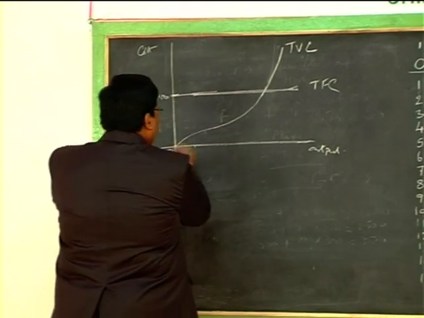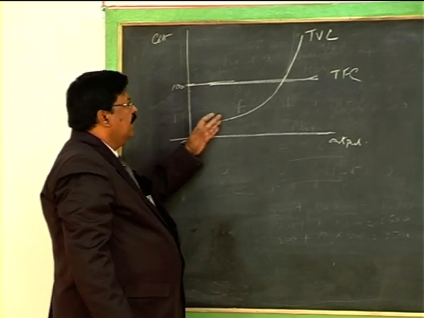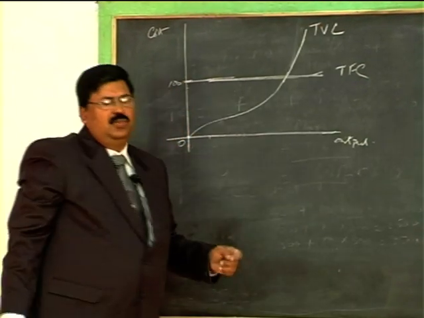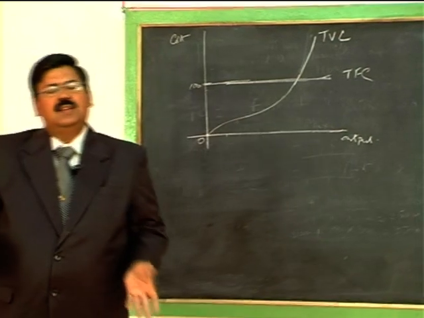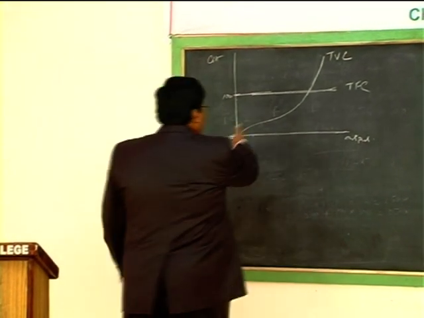So output is 0, total variable cost is 0, and it increases like this. Initially it increases at a decreasing rate, and then it increases at an increasing rate. Total variable cost initially increases at a decreasing rate, and then at an increasing rate. So anyway, it is increasing like this.